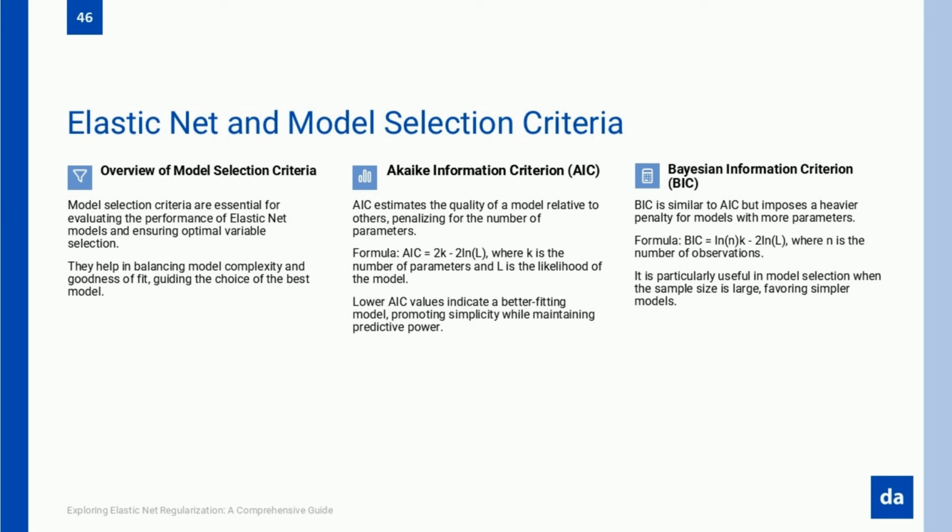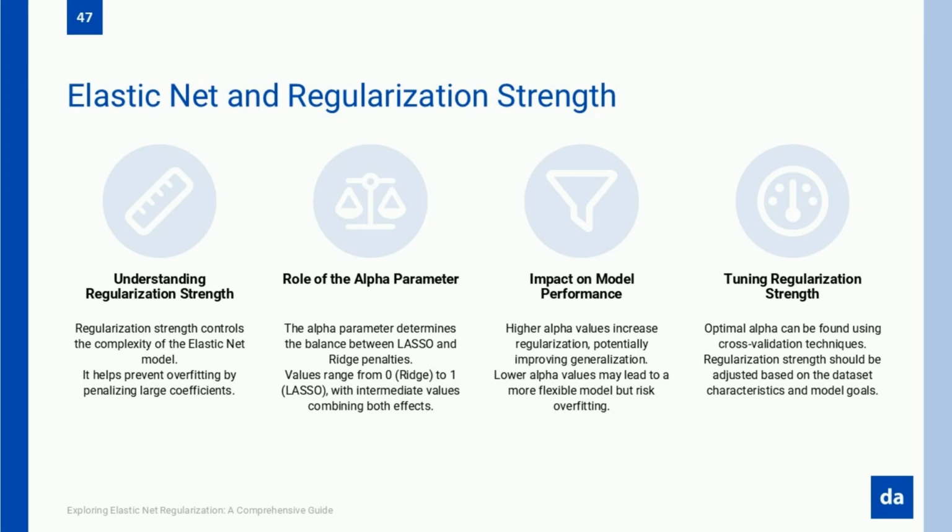Now that we know when to use Elastic Net, the next step is understanding how to fine-tune its regularization strength to optimize performance. Finding the right level of regularization is crucial to the success of an elastic net model. Too little regularization and the model overfits, capturing noise instead of meaningful patterns. Too much regularization and the model underfits, becoming too simplistic and missing important relationships.